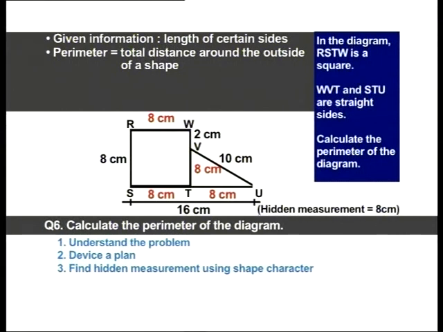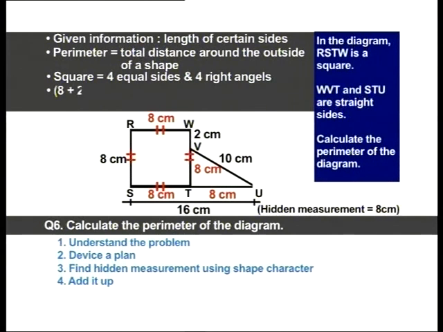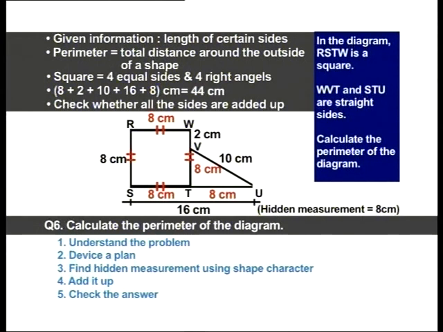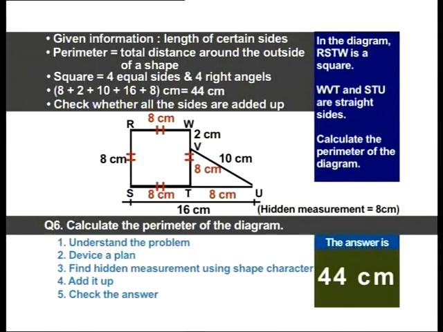The hidden measurement is 8 centimeter because a square has 4 equal sides and 4 right angles. Add it up. 8 plus 2 plus 10 plus 16 plus 8 equals 44 centimeter. Check the answer. Check whether all the sides of the shape are added up. The answer is 44 centimeter.